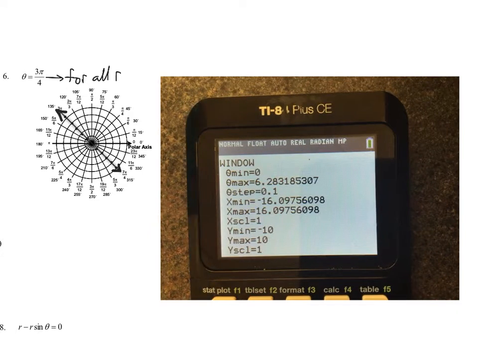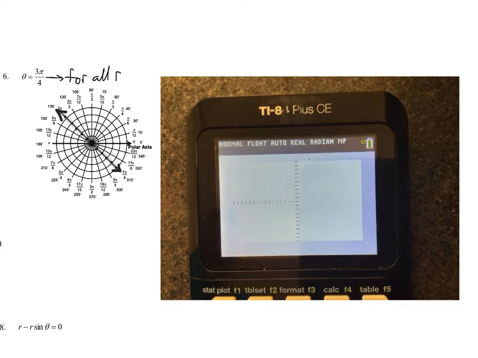Now, the theta min, theta max is you telling the calculator what theta you want it to start off with and where you want it to end up. Next class, we're going to get into more detail on under what circumstances that's not going to be 0 to 2 pi, because that's what it defaults as. But I'll show you really quickly. If I make this 0 to pi, I only get half of the circle.